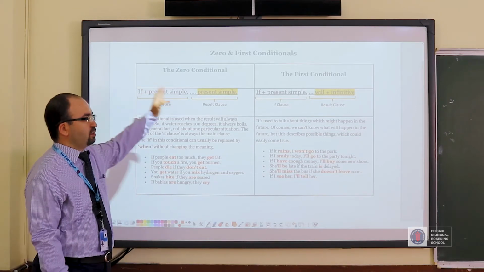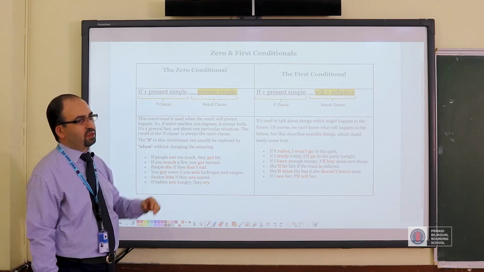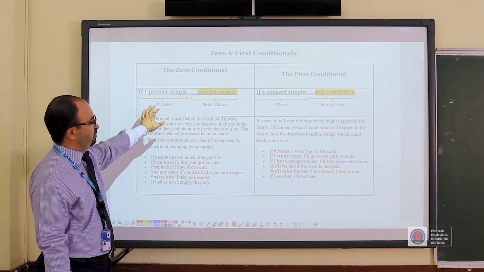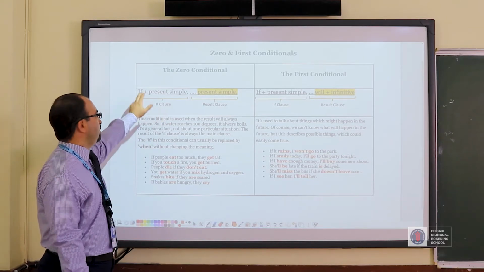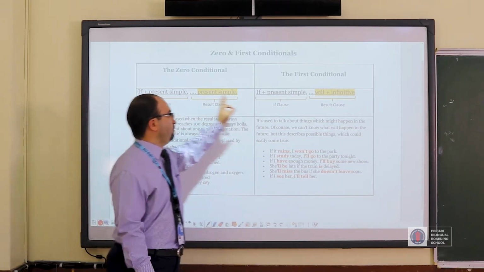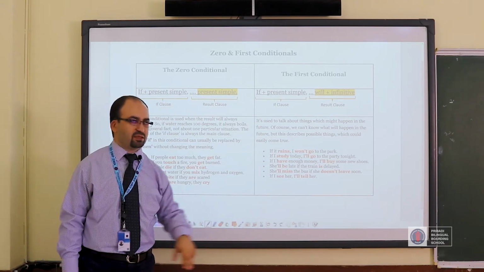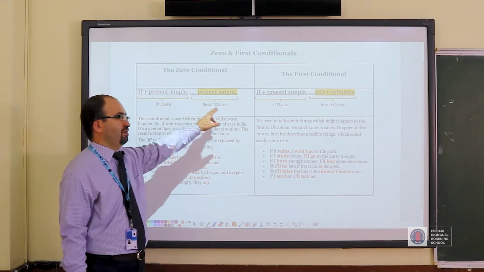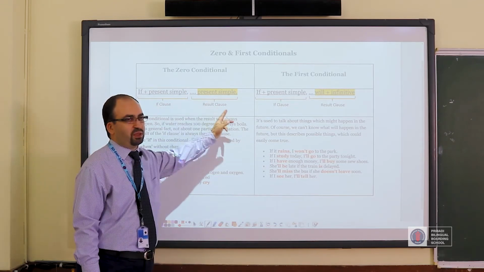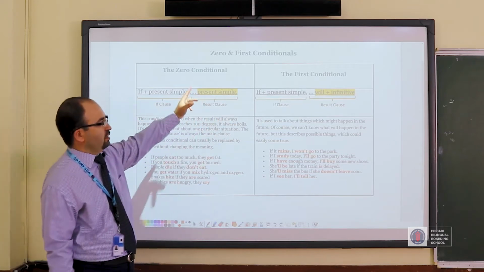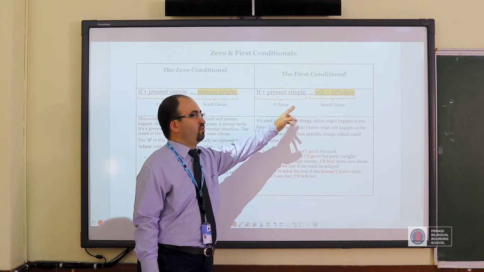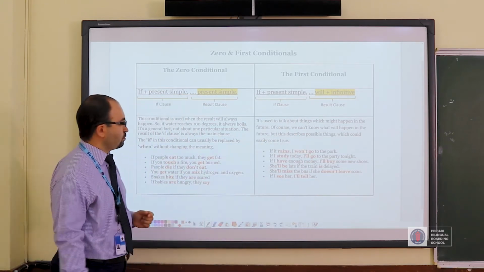For both these conditionals, zero and first, the conditional clause, the if clause, starts with if and both use present simple tense, right? What makes the difference is the result clause, because for zero conditional we use present simple in the result clause, while we use will plus infinitive for first conditional.